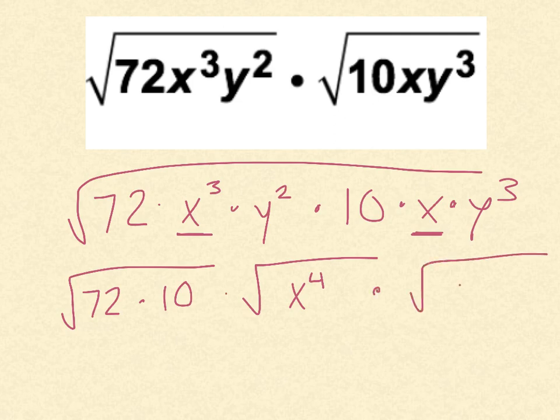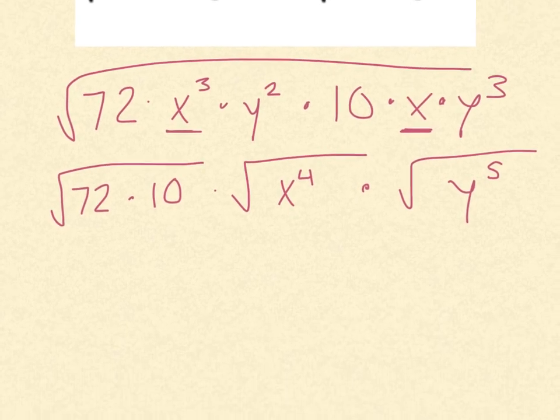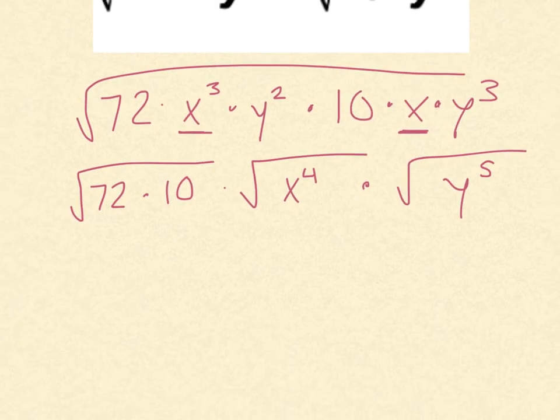And then how many y's would we have? Y to the 5th. You don't have to separate like this, but sometimes it's easier to see it. I could write all the factors and circle our pairs, but it's easier to put all the numbers together, find the simplest form of that, and take it step by step.